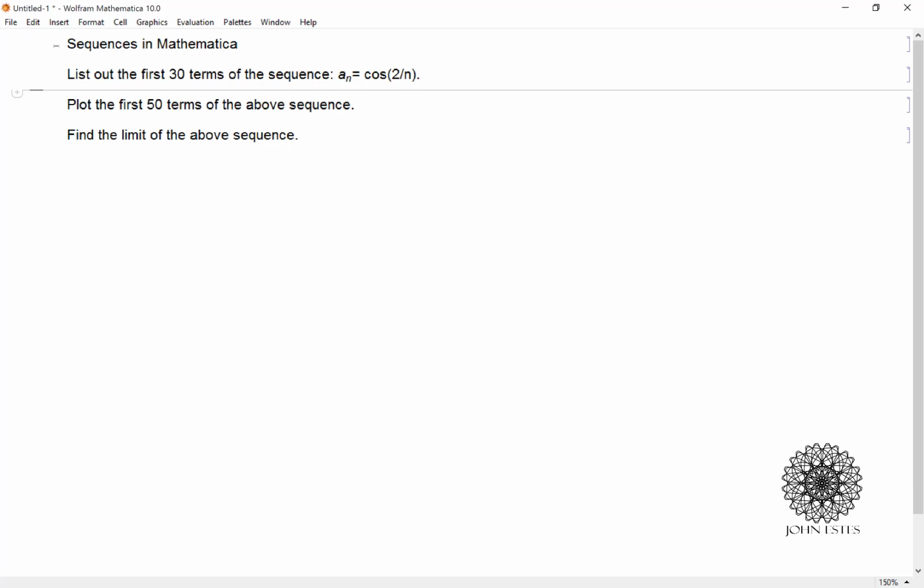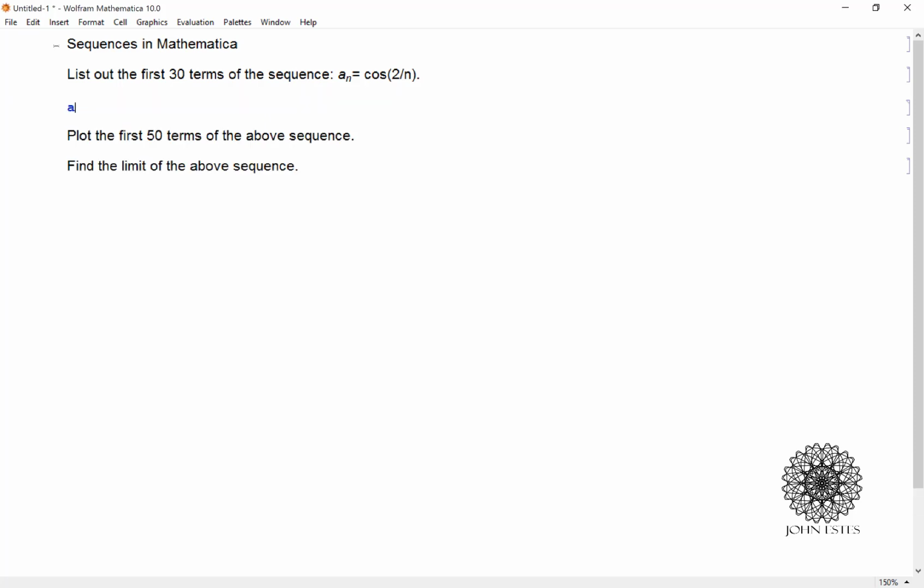The easiest way to do this is by defining a function, so I'm going to call this a, with variable n. Now Mathematica is distinguishing n as any input, but we understand for a sequence the inputs are going to be natural numbers. We have cosine of 2 over n, so there's my function.